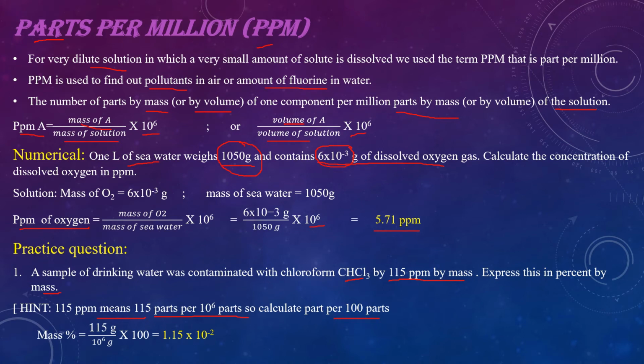Now mass percent is equal to 115 gram divided by 10 raised to power 6, because out of 10 raised to power 6 we have 115 parts, so how much will it be out of 100? So the answer is 1.15 into 10 raised to power minus 2 percent.